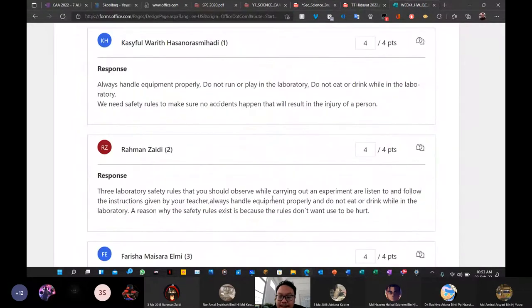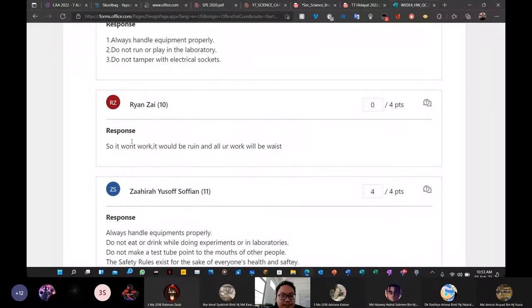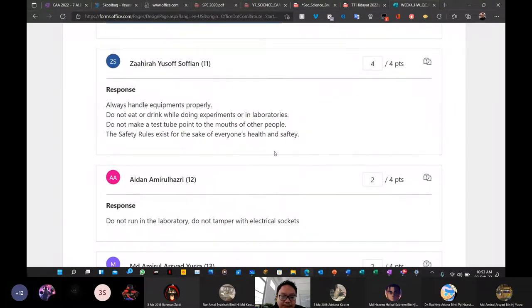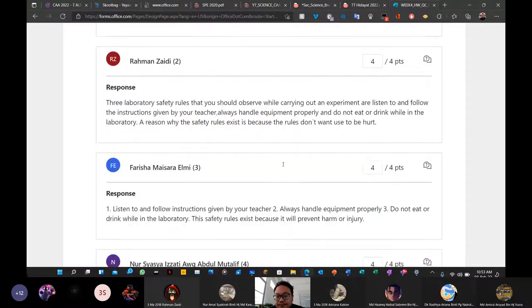And then ada yang dapat 0 marks. This one still doesn't answer the question. That's why you don't get the marks. So when you answer it during exam nanti, make sure you answer it properly. If you only get 2 marks like this one, it means you only gave 2 answers instead of 3, and you didn't answer the third question. Okay, so take note.